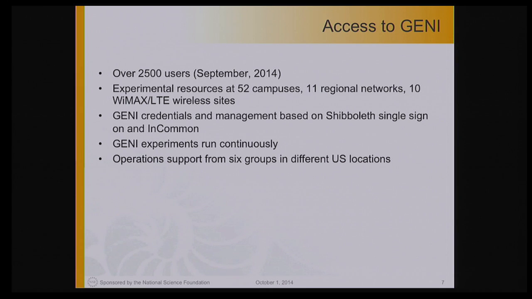So we run these experiments continuously, 24/7, 365, and we support operations with 6 different groups around the US, each of which has a kind of a different specialty for what they do, when people find operations issues or technical issues or other issues with using the network.